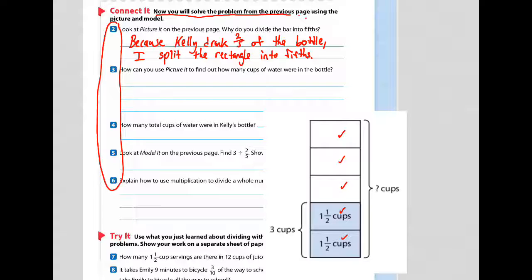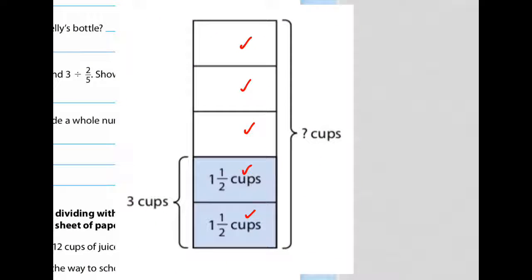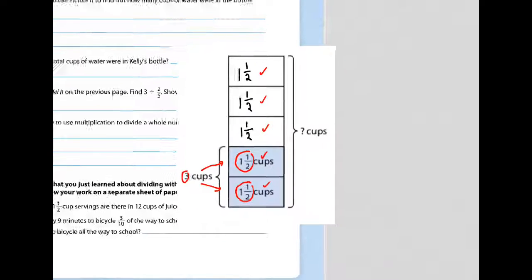3 says, how can you use Picture It to find out how many cups of water were in the bottle? So I'm going to show you how I could do that, and you might have something totally different. Now remember, with the Picture It, we figured out that these 3 cups split into 2 equal pieces would give you a half cup in each of those pieces, right? Because 1.5 plus 1.5 equals 3. Now that would then mean that each of these fifths has 1.5 cups in it, right? So how would I use this picture to answer the question?